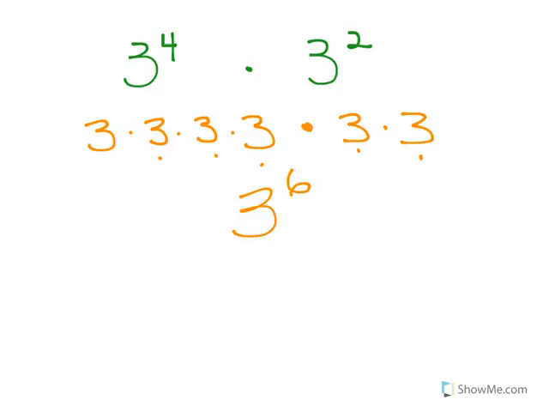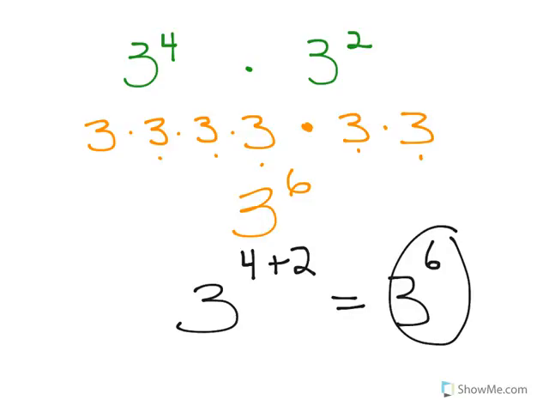Of course, we're not going to do that every time and expand our multiplication like that. So we'll keep the base 3 and we'll add exponents. So that's 3 to the 4 plus 2, or 6. So we get the same answer. Let's look at another example.